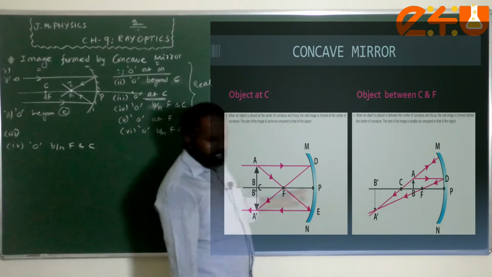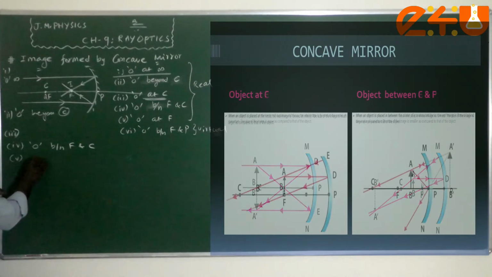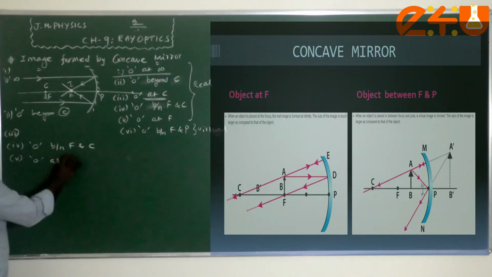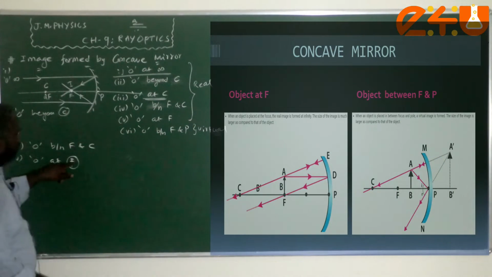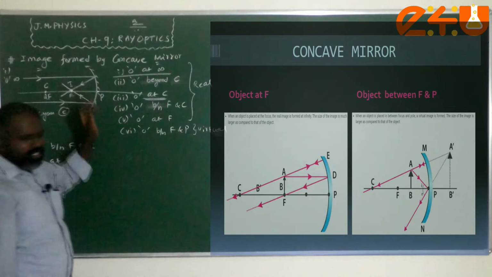Yes, go for the next slide for the other two positions. So that is the fifth position, what? Object at F. It's very much the inverse case of the first one. The fifth case is just the inverse of the first one.